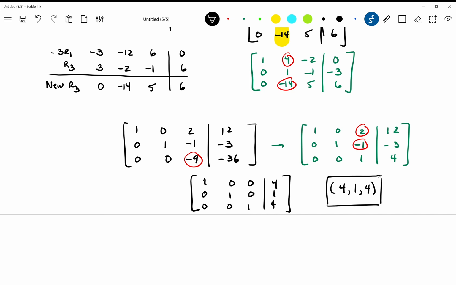And if you check that solution in each one of the equations that was given at the beginning, you would notice that that is definitely a solution. So that's probably the worst that a 3-variable system is going to be.